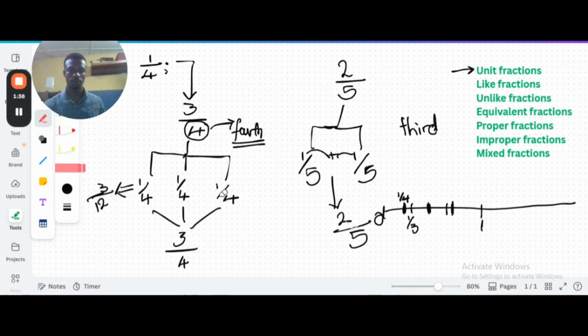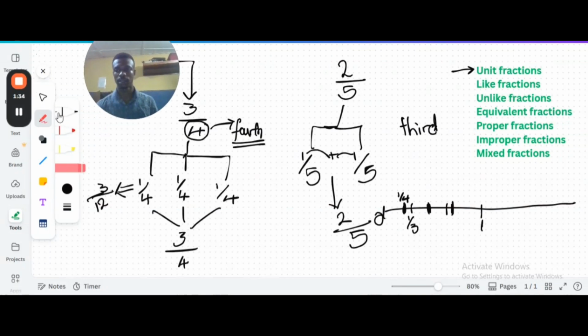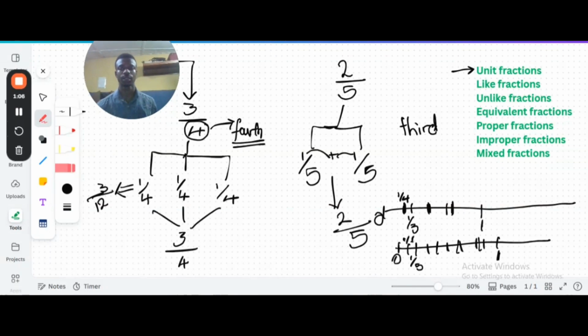Alright, we can still put it on a number line again and say something like this. This represents 0, this represents 1. Let's divide this into 5 parts. 1, 2, 3, 4, 5. This will represent 1/5. So it's basically easier to see it in this way. If you were to divide this into 6 parts, this will represent 1/6.